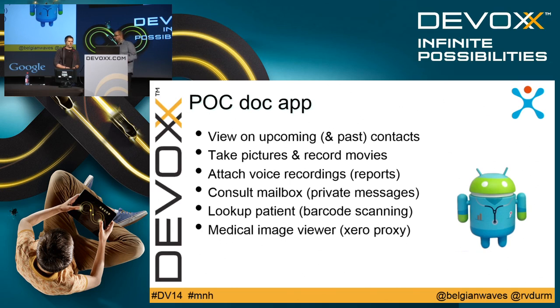They can take pictures and record movies of dirty wounds and all stuff of their patients. They can make voice recordings that are sent to the clinical workstation for processing. They can consult their private mailbox. We have a private mailbox principle in our clinical workstation. They can look up patients with a barcode scanner. We also integrated our own barcode scanner because of security measures. And last but not least, we have integrated a proxy of a medical image viewer.